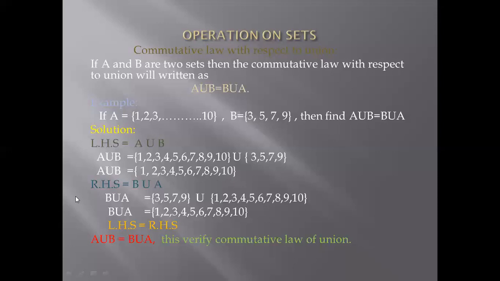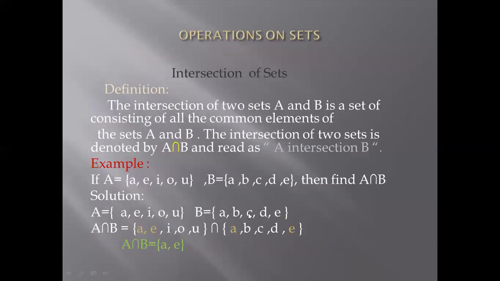Now come to the right hand side. This is B union A. In this you only interchange the positions of B and A. First we write B. The set B has the elements 3, 5, 7, 9, and A has 1, 2, 3 till 10. Again, when we take the union B union A, we write all the elements 1, 2, 3, 4, 5, 6, 7, 8, 9, 10. And again, I repeat that the elements will not be repeated; we write them only once. Clear?